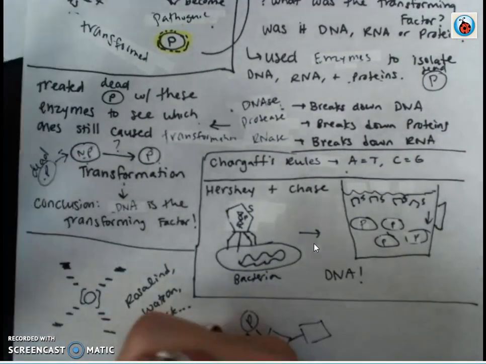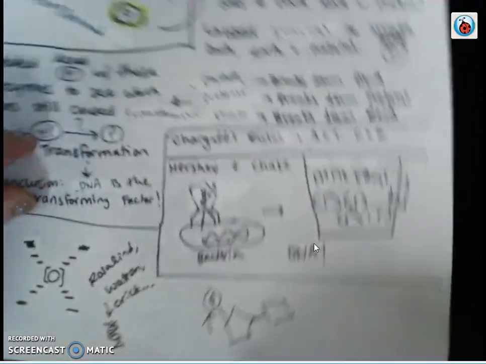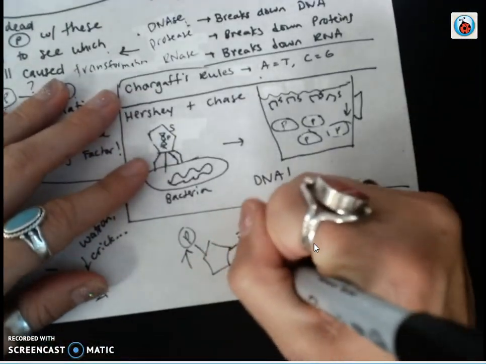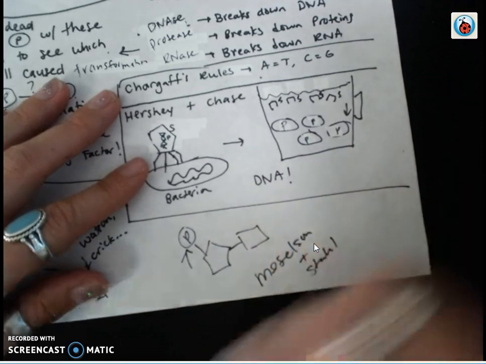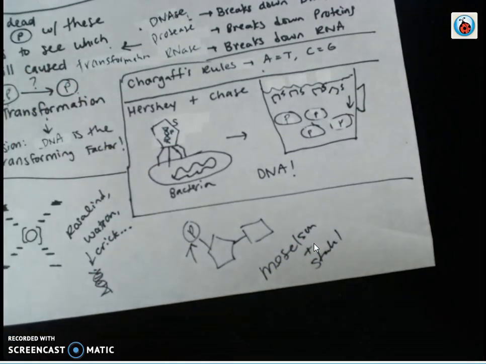Now there's actually one more experiment that I'm not mentioning in this video, and that's Meselson and Stahl, and they're the ones who figured out how this double helix replicates. They figured out semi-conservative replication of DNA, but we'll cover that at a later time.